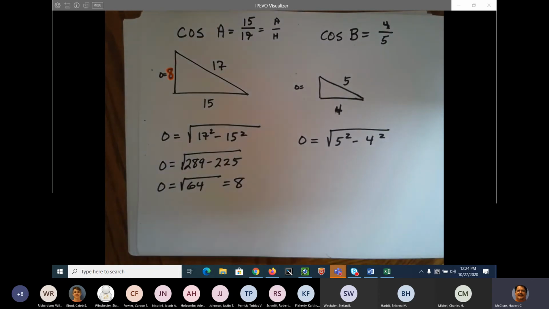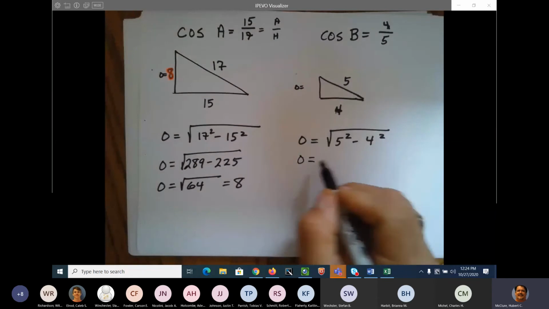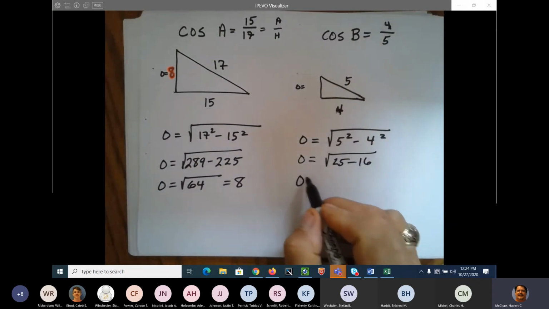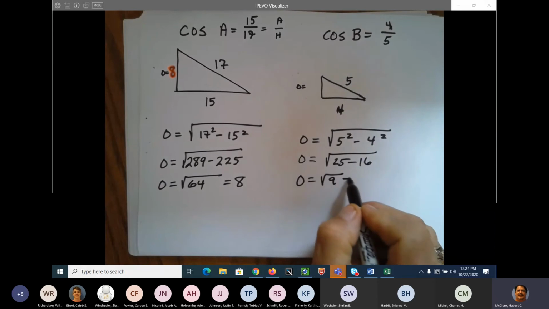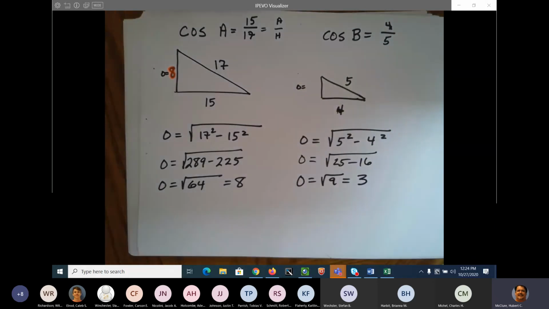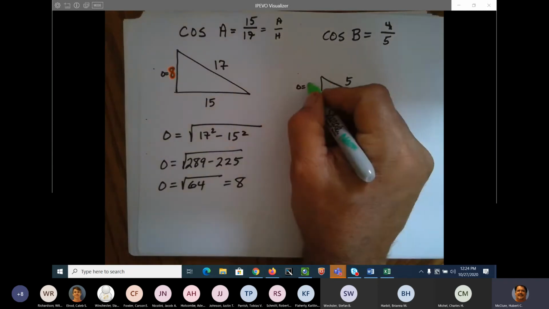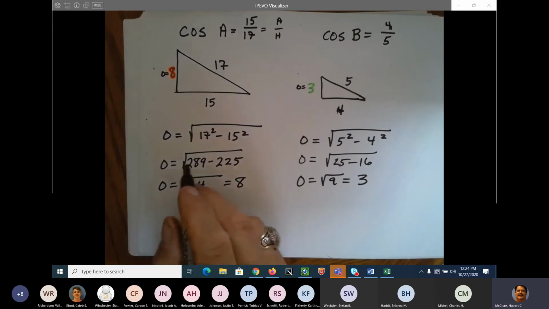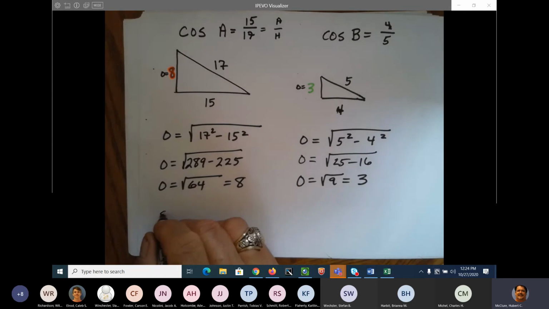And this one, opposite equals the square root of 25 minus 16. Opposite equals the square root of 9, which is equal to 3. And our green highlighter is going to give that a 3. Now are we done? No. We've got to find the sine and the tangent. So we go down here and say, if the cosine is equal to that, what is the sine equal to?